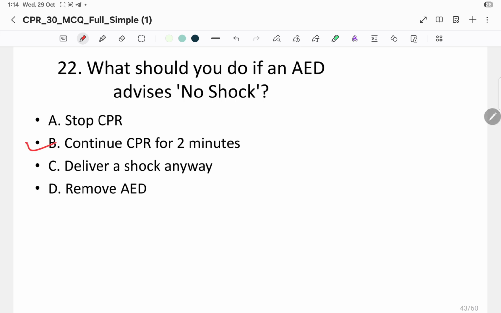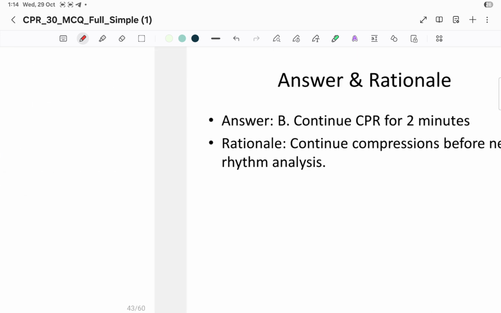So when we see non-shockable rhythm in the AED, we have to continue CPR for 2 minutes. And again, then we have to analyze the rhythm. And if the rhythm is shockable, then we have to give the shock. And if the rhythm is not shockable, then we have to continue the CPR.